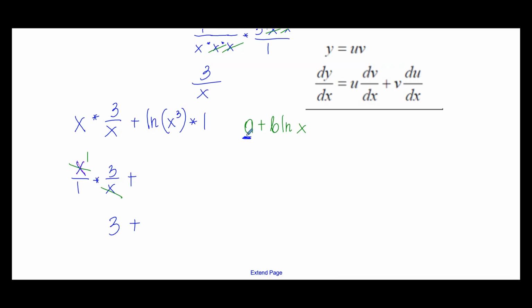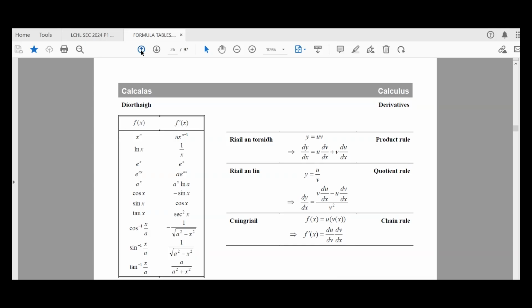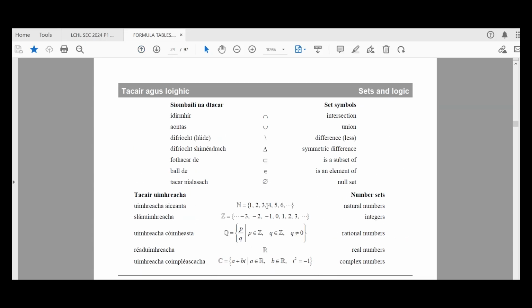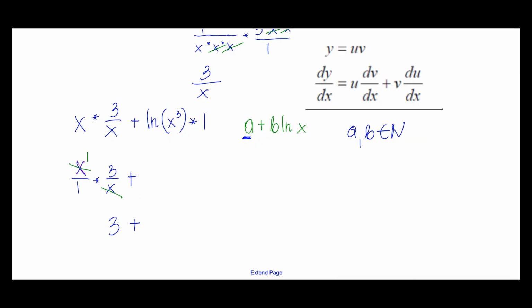I need a, and a is a number, and they are telling me where a and b belong to: N. If in the exam you don't remember what N is about, page 23 in your table reminds you about those sets. So you can see N is whole positive numbers. So yes, that's a whole positive number, correct.